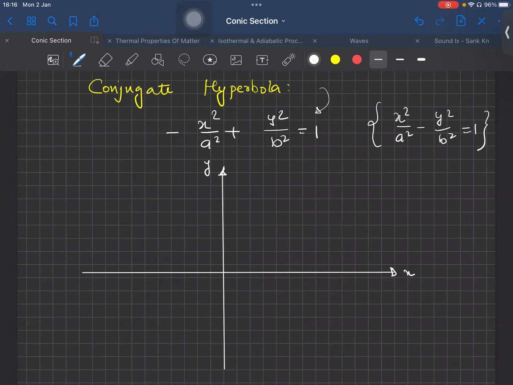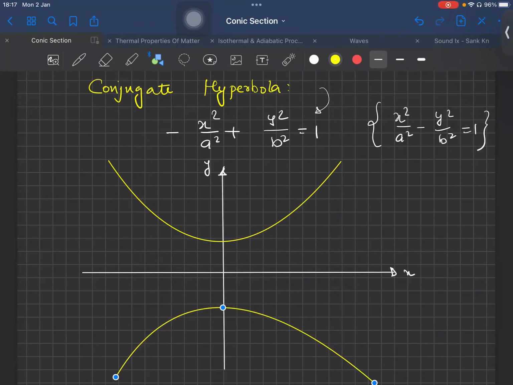Now see, X is negative, right? X is in the negative direction. So this is the hyperbola we are talking about. This one: minus x square upon a square plus y square upon b square is equal to 1. All right, this is called conjugate hyperbola.